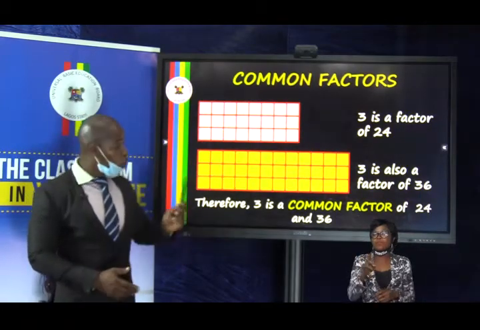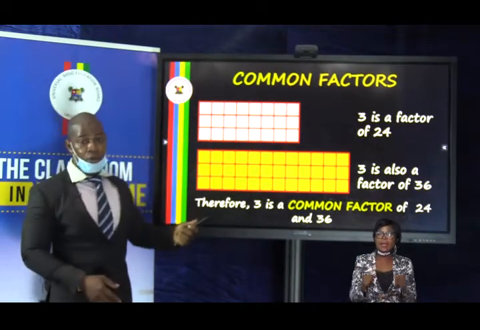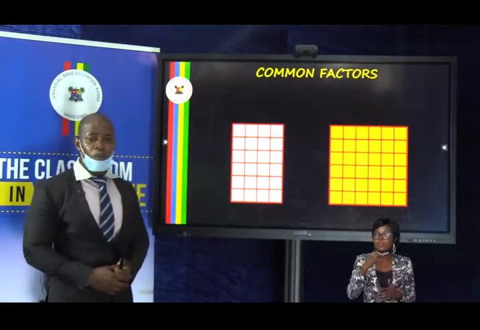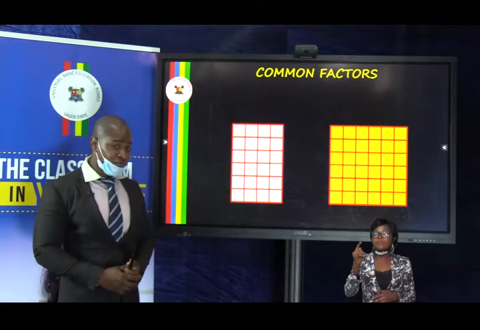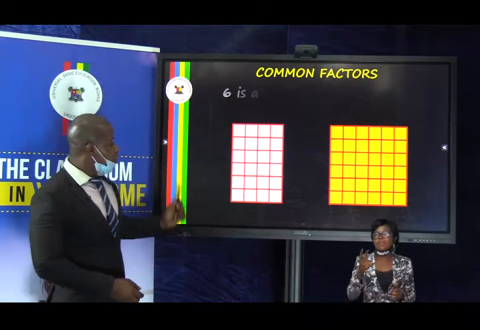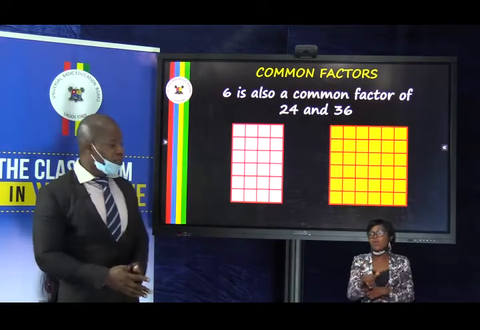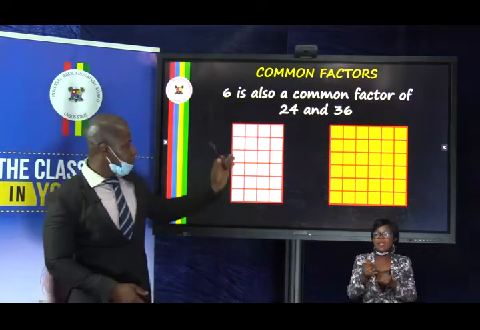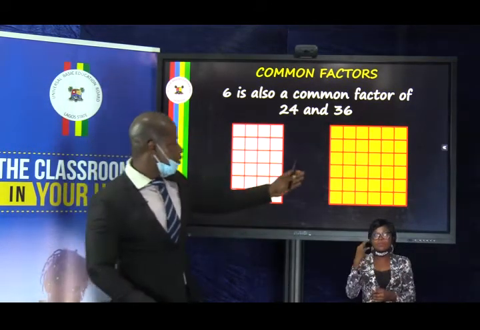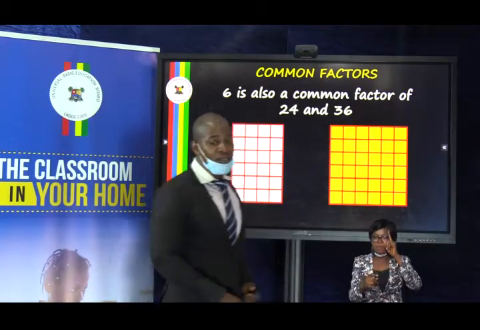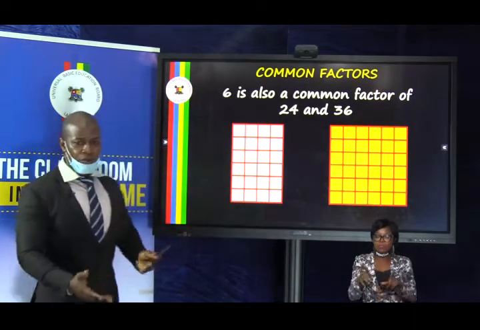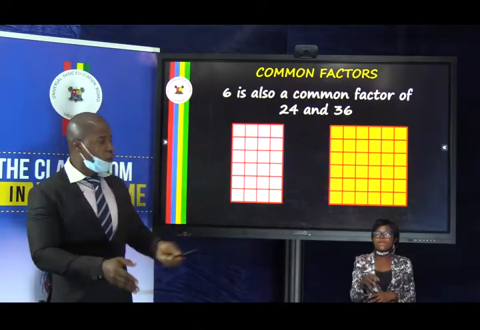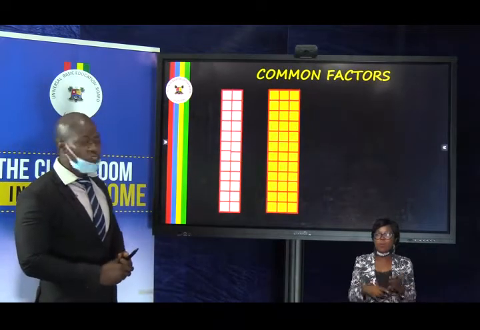3 is a common factor of 24 and 36 because I can divide them by 3 and there will be no remainder because there are no extra squares. Let's see. What is the common factor here? Count quickly. Yeah, 6 is a common factor of 24 and 36 because now 24, I'm able to rearrange in lines of 6. So 6 in 4 places, that's 24. Now 6 in 1, 2, 3, 4, 5, 6. That is 36. So 6 is also a common factor. When we say common factor, it means it's a factor of 24, it's a factor of 36. Okay. Now, what is the common factor here?